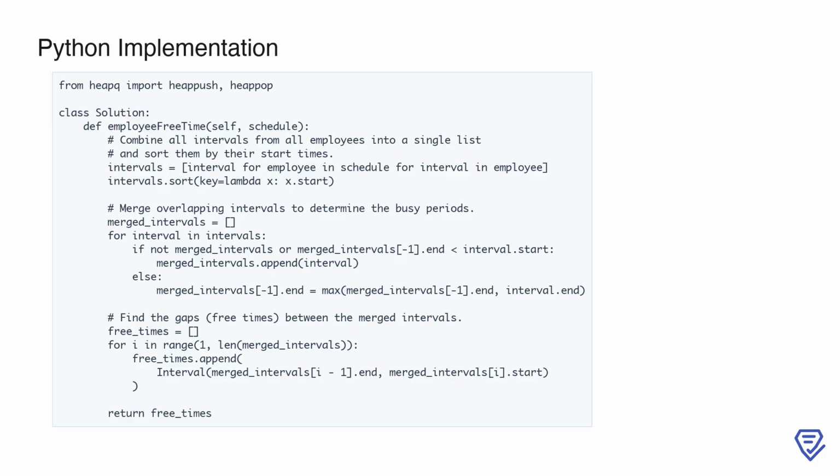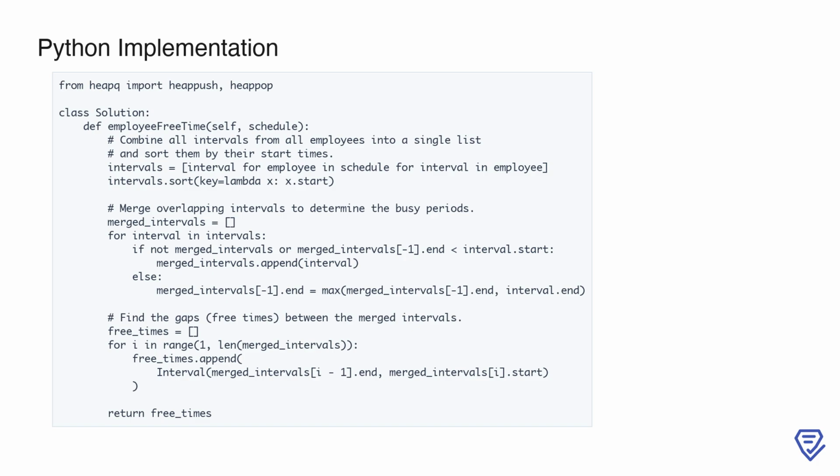Complexity analysis. Time complexity: Flattening the schedules takes O(n), where n is the total number of intervals across all employees. Sorting the intervals takes O(n log n). Merging intervals and finding gaps is O(n). Overall complexity, O(n log n).